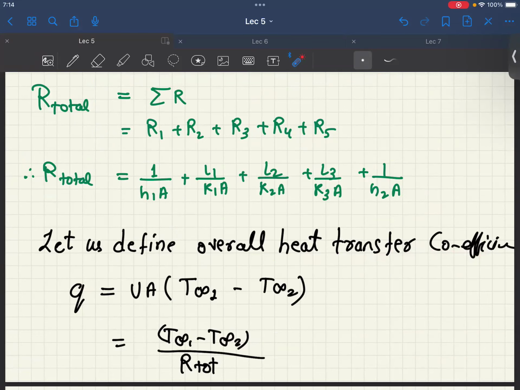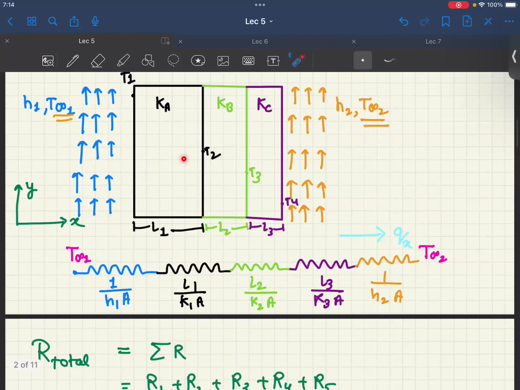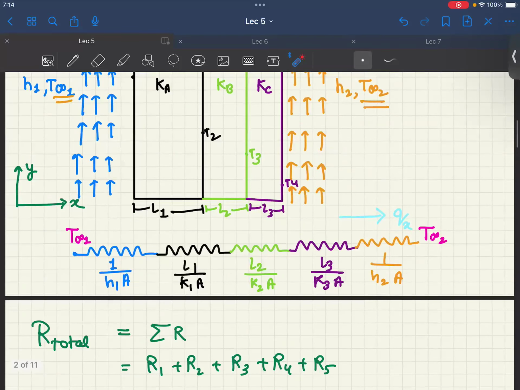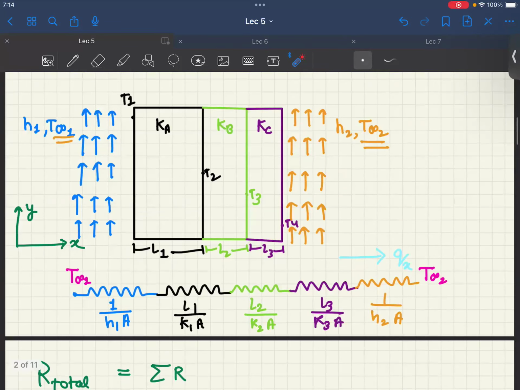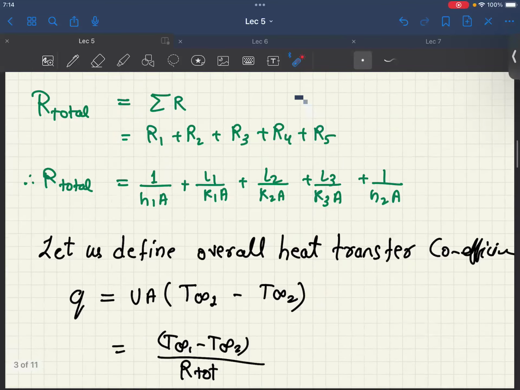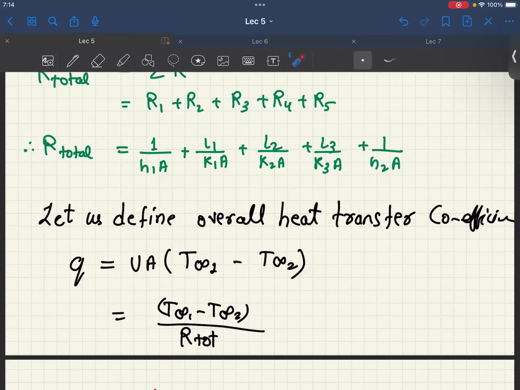Since there is no heat generation and no change in surface area, the cross-sectional area remains the same. We can write an overall heat transfer coefficient, wherein we define the total rate of heat transfer as a function of U, the overall heat transfer coefficient, and area. Since the area here is the same, the area for the overall heat transfer coefficient also remains the same. So q equals UA times T infinity 1 minus T infinity 2. We could measure this; this is a measurable property.